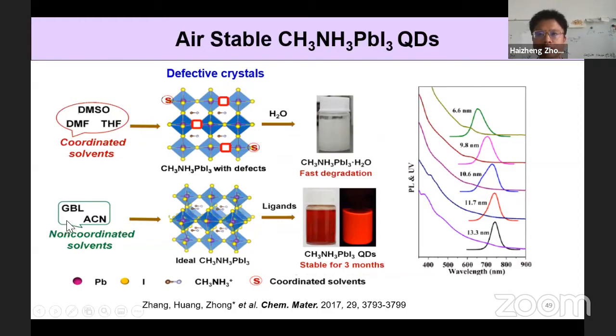Well, the samples obtained using GBL or acetonitrile, which are non-coordinating solvents, give crystals that are purified and ideal, and they can be stable in open air for more than 3 months. With that, we can tune the average size from 6.6 nanometers to 30.3 nanometers.